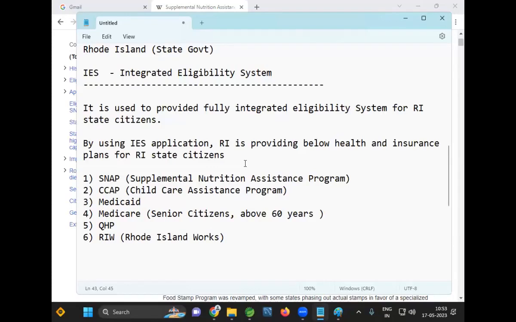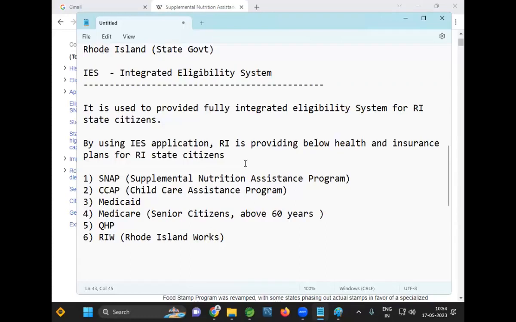In our application, we have several plans: SNAP, CCAP, Medicaid, Medicare, QHP, RIW. SNAP stands for Supplemental Nutrition Assistance Program, applicable for families who have low income or no income. We also have the CCAP program. CCAP stands for Child Care Assistance Program, applicable for families who have kids and no income. Medicaid, Medicare and QHP are health related plans.